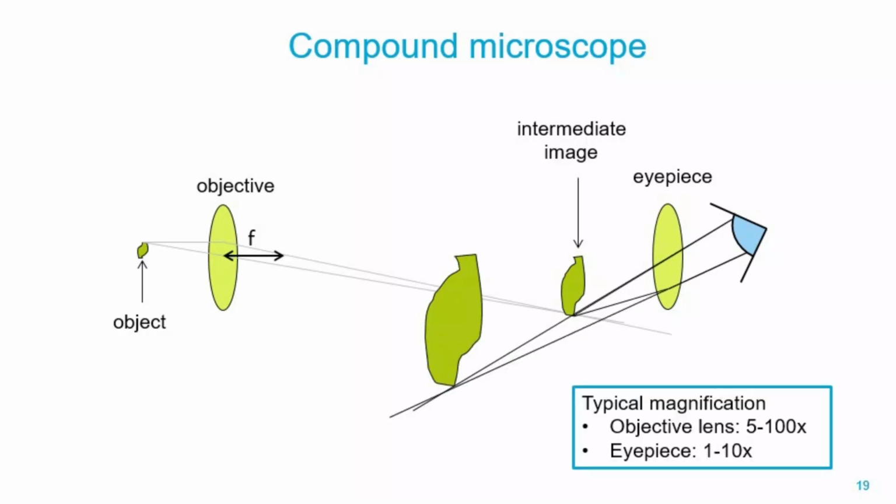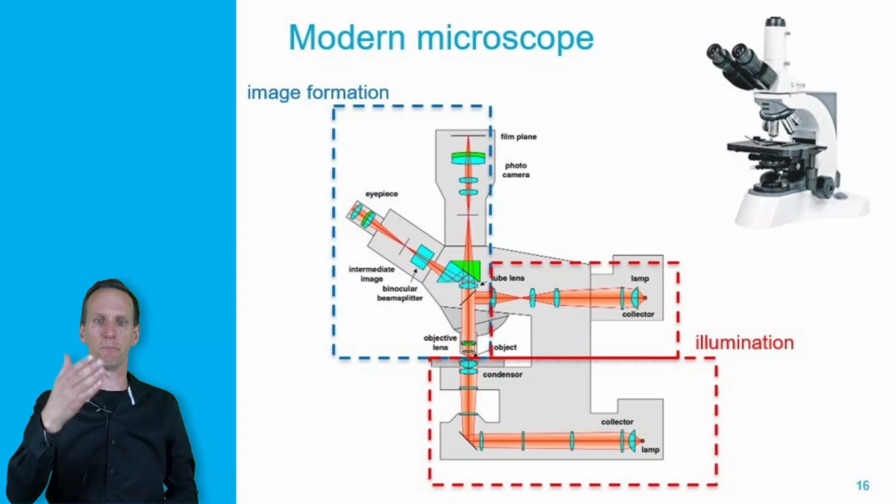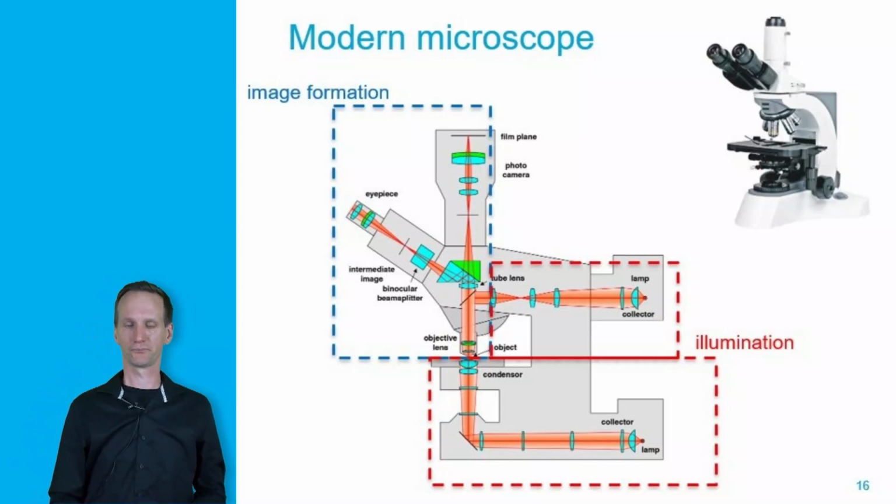And note that the total magnification is now given by the combination of the magnification of the objective lens, typically a factor of 5 to 100 times, multiplied by the magnification of the eyepiece, typically a factor of 1 to 10. Now, in essence, this is a two-lens system, but in practice the modern microscope contains many more elements and many more lenses. You see that depicted here schematically.